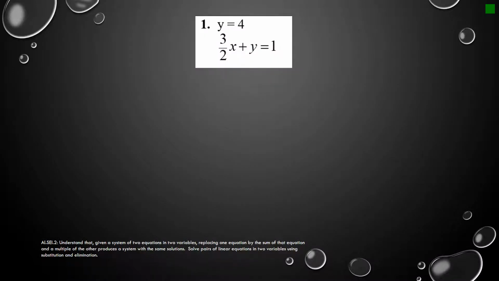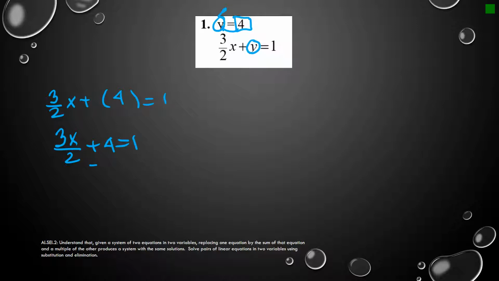So here's our first example right here. We know that y is 4. So we're going to boot y out of this equation down here and put 4 in its place. So we have 3/2 x plus, we take y out and put in 4. So we have 3x over 2 plus 4 equals 1. We're going to subtract 4. We have 3x over 2 equals -3.